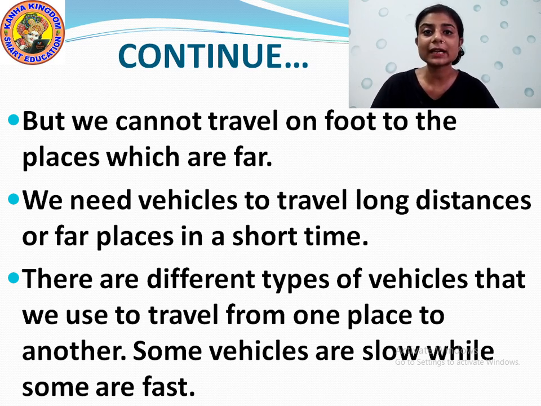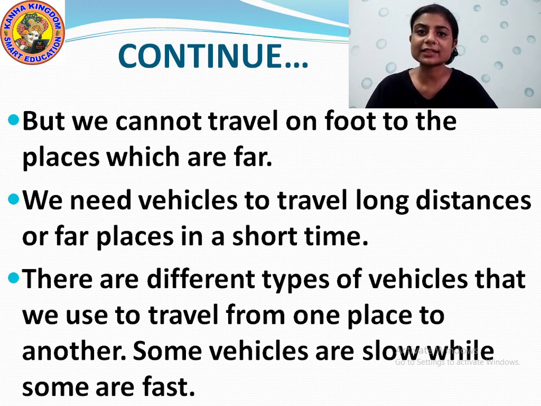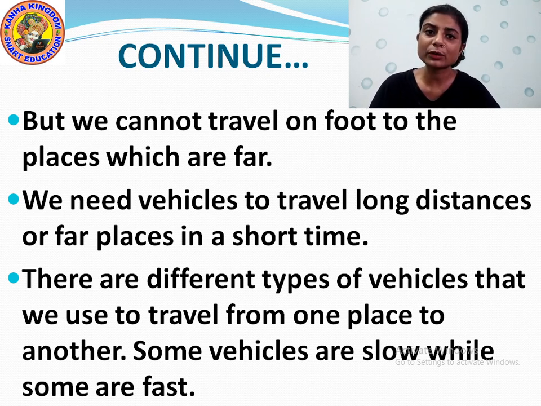And the speed of the vehicles is different. Some vehicles are very fast. We can reach places very quickly. But some vehicles are very slow. We reach a particular place or destination very late. If the speed of the vehicle is slow, we will reach the destination very late. Okay, and if the speed of the vehicle is fast, we will reach very early. So there are different types of vehicles which have different speeds. Some are slow and some are fast. Understood?